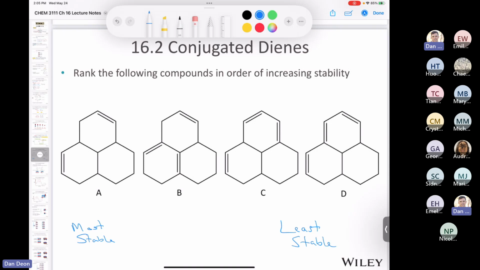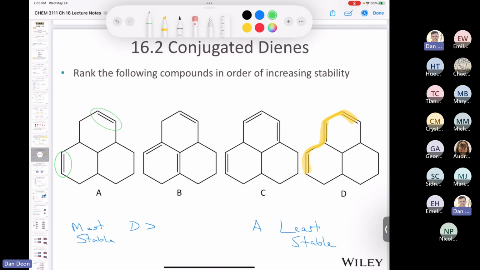So which one of these is going to be the most stable compound? Anybody answer that one? Heck yeah, it's D, right? Because D is the only one that has a completely conjugated system in it. Yeah, so D is going to be the king of the castle. Which one's going to be the least stable? Yeah, absolutely. A is going to be the least stable because you've got two isolated double bonds, right? This isn't conjugated and this isn't conjugated.